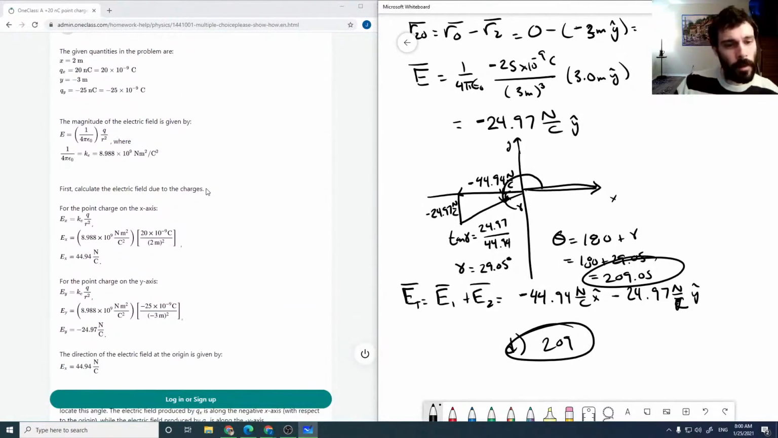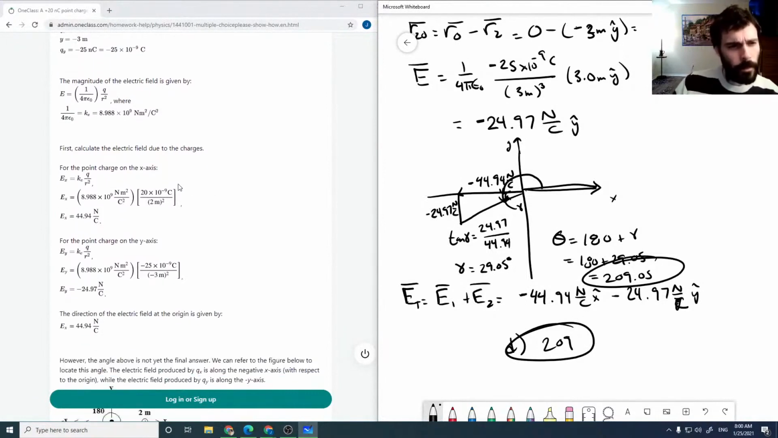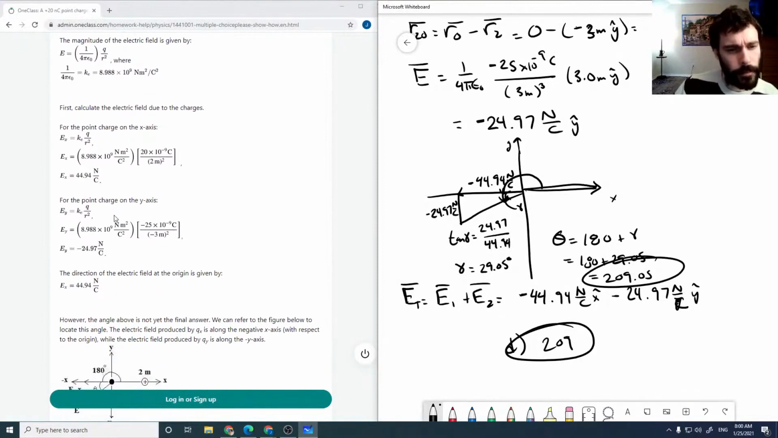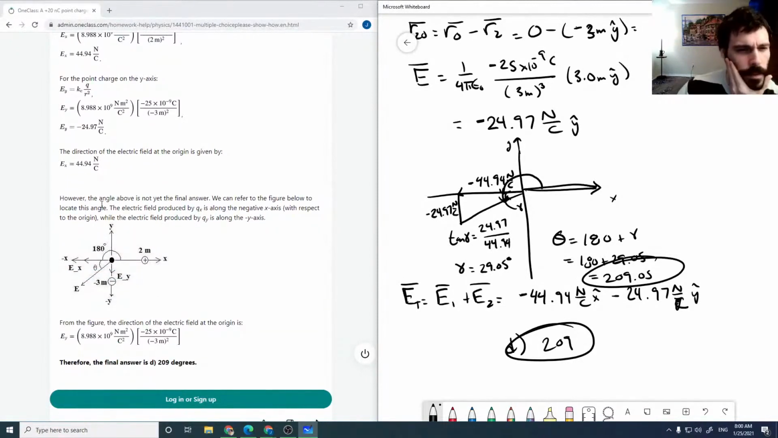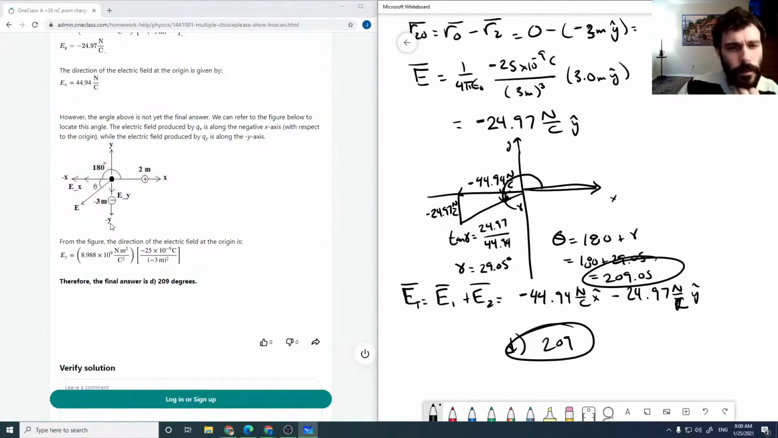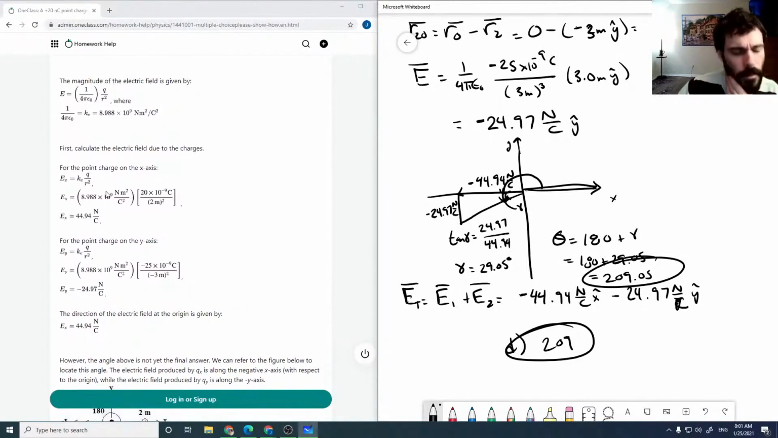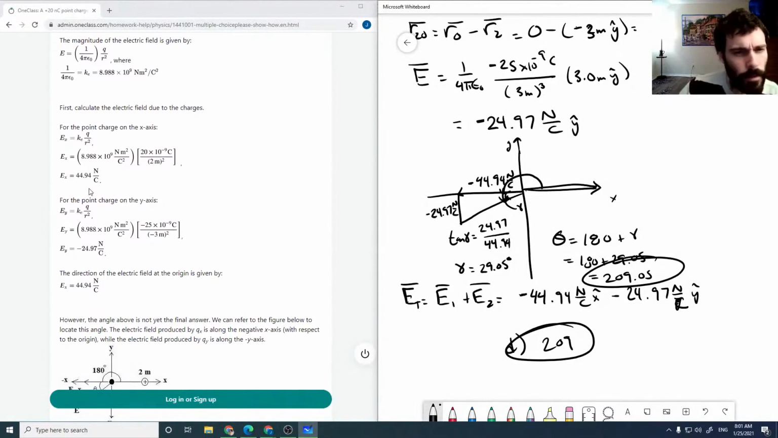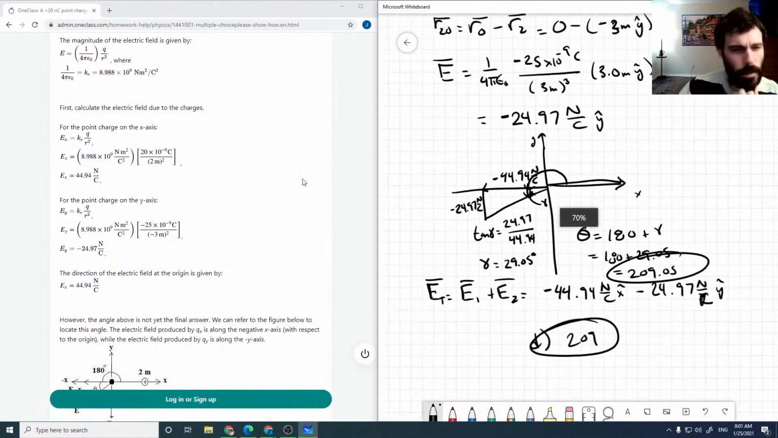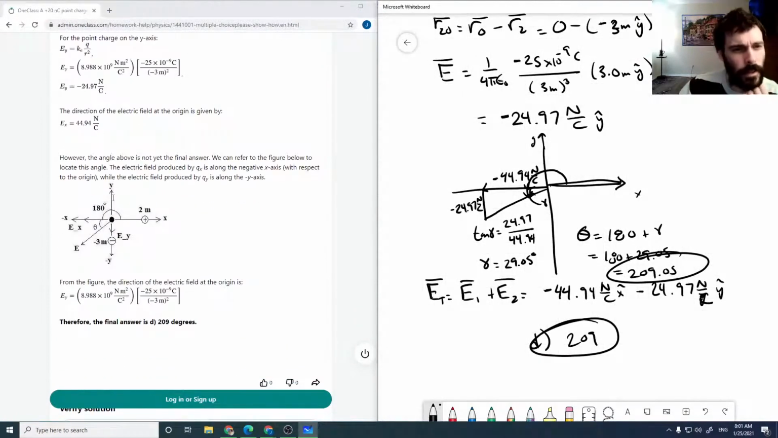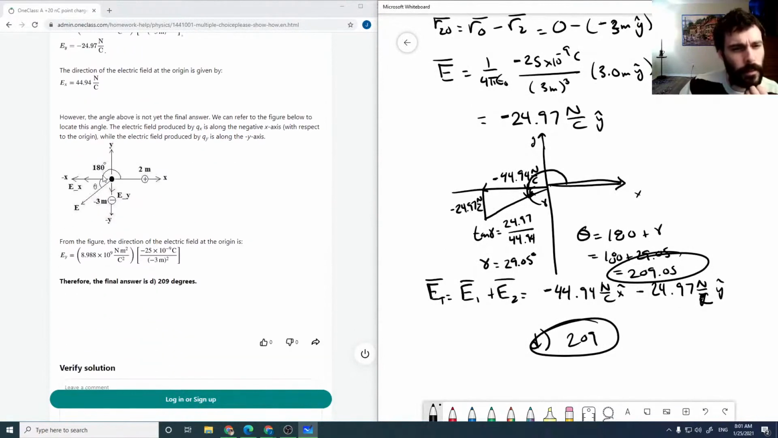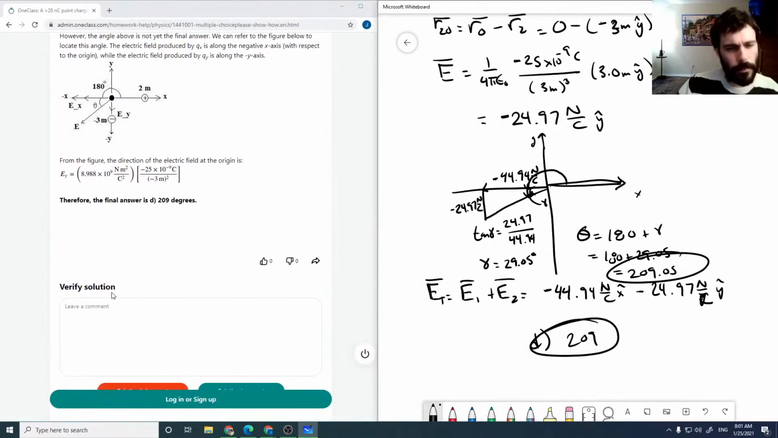Checking through the solution here. These are vector quantities. So EX is 44, EY is negative 25. So we need to add 180 to the angle, and we get 209. So that's the magnitude. Okay, so that looks good.